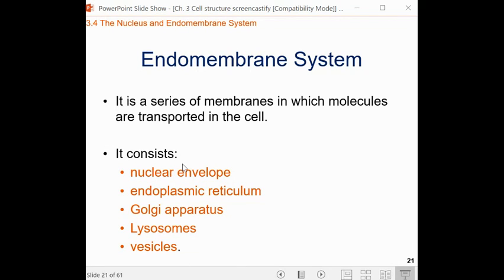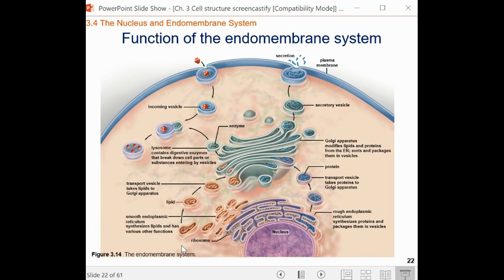In the endomembrane system, we're seeing a series of membranes where these molecules are transported through. It consists of the nuclear envelope where the little messenger RNAs come out, the endoplasmic reticulum where we can see the manufacture of these things formed, the Golgi apparatus where we see packaging occur, and then we can also have these small little packages of, in lysosomes, digestive enzymes, and vesicles, just some storage.